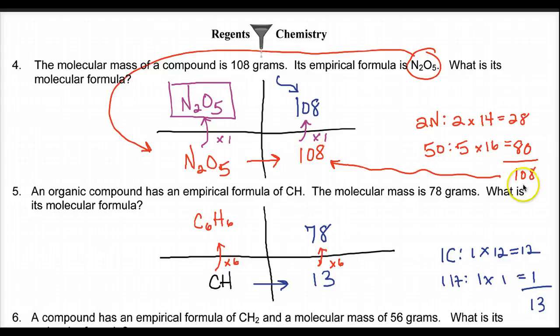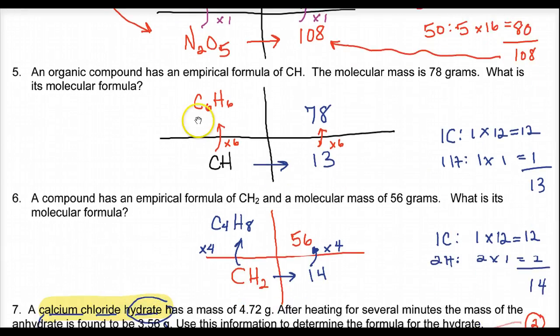Notice I have the math done over here that shows me the empirical mass, and the molecular mass they give me is 108, and that's a factor of 1, or the same. Okay, H2O is a molecular form. H2O exists as 2 hydrogens to 1 oxygen, and that's already its lowest ratio, and water exists that way.